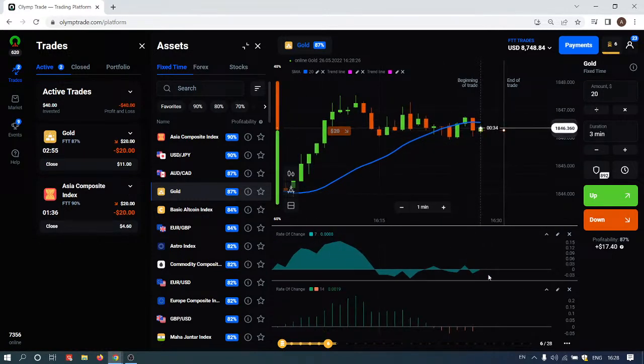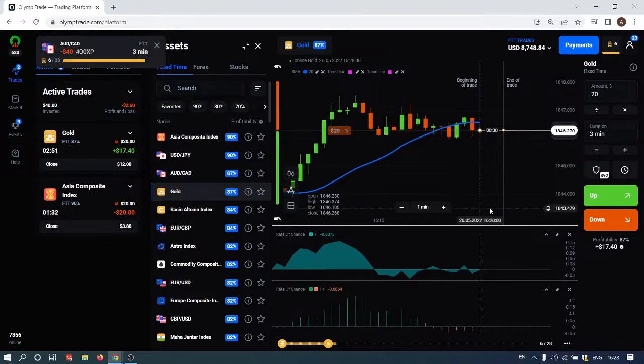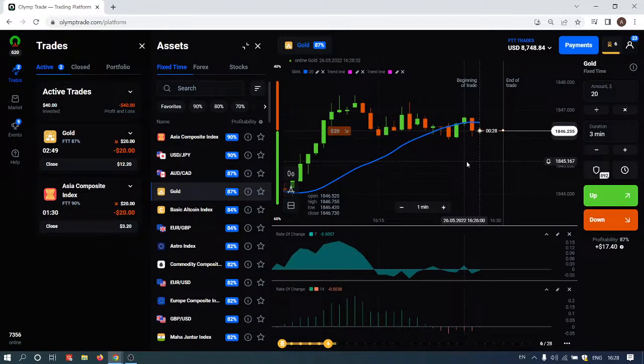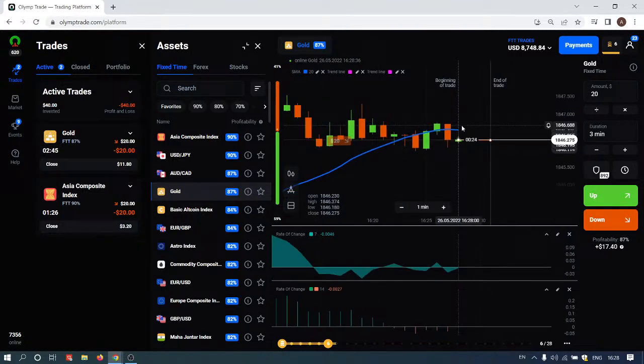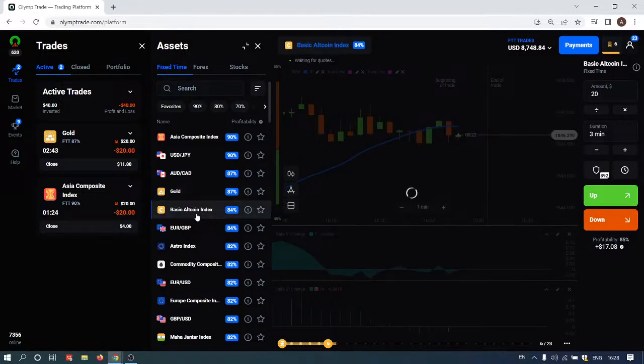So I looked at the 7 ROC and the 14 ROC. They were both pointing down. So that's why I opened a trade down.